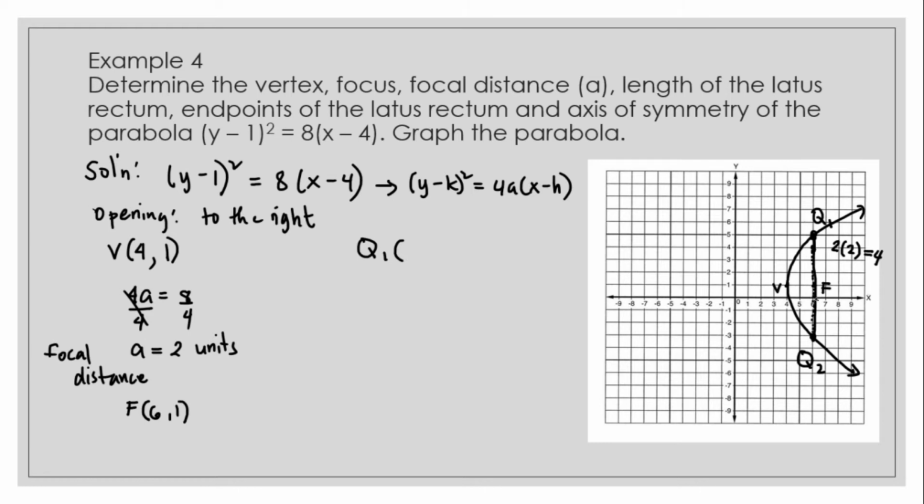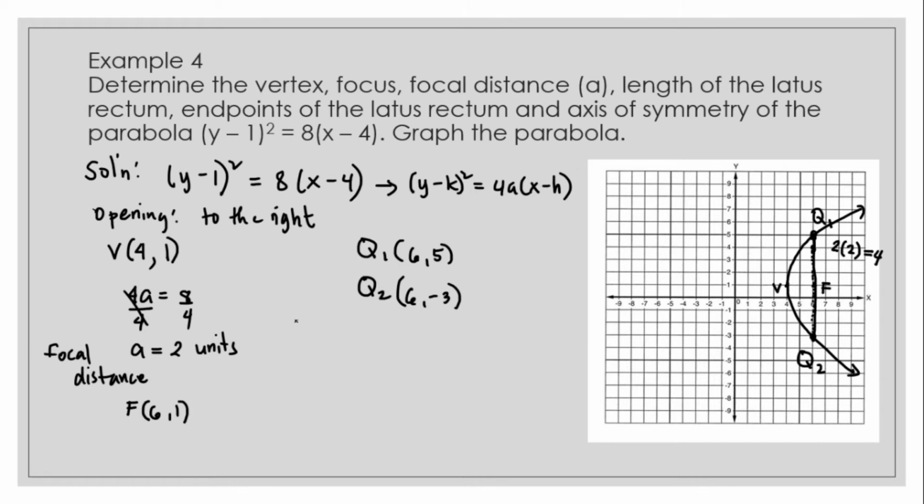The coordinate of Q1 is 6, 5. Okay? How about the coordinate of Q2? Coordinate of Q2 is 6, negative 3. Ayan, so 6, negative 3. Tapos na ba tayo? Okay na tayo sa length of the latus rectum?